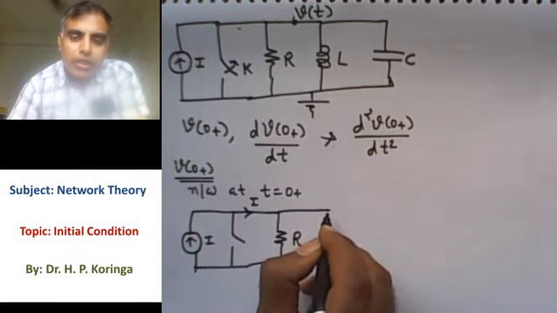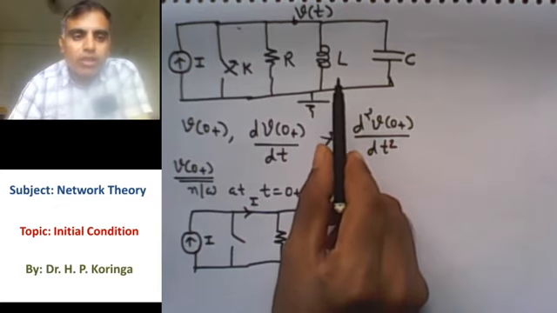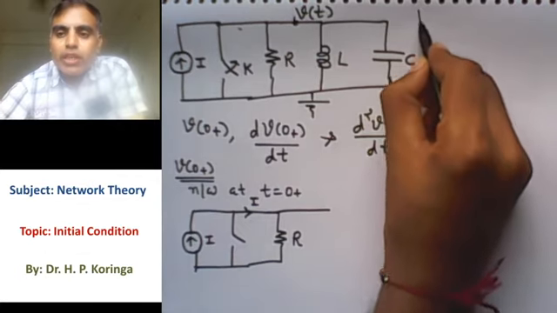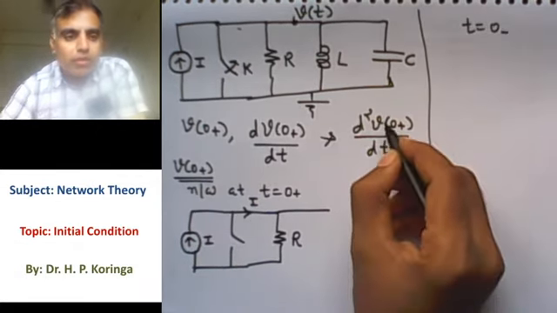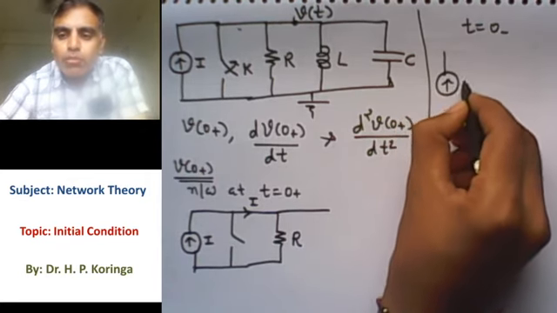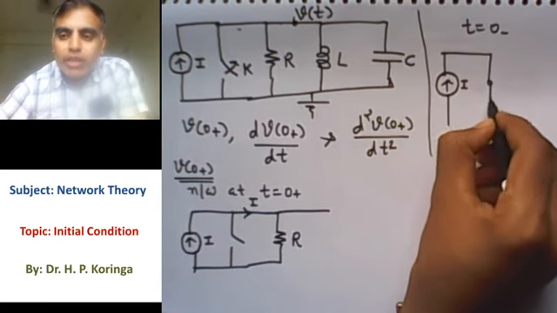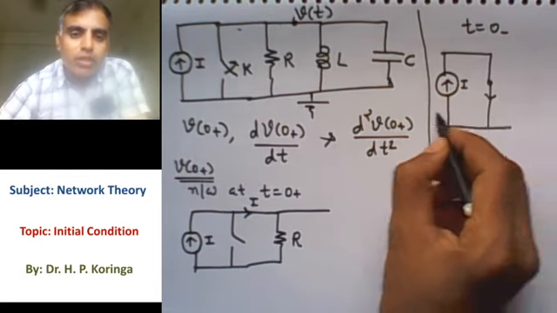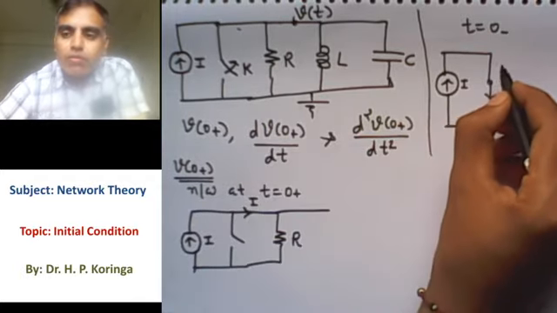Now for the equivalent of the inductor, we have to check whether it is a charged or uncharged inductor. We can check by drawing the network at t = 0-. So at t = 0-, what is the position of the switch? It is closed, because it is open at t = 0+. Before switching, this switch works as a closed switch. The arrow indicates it is opening.